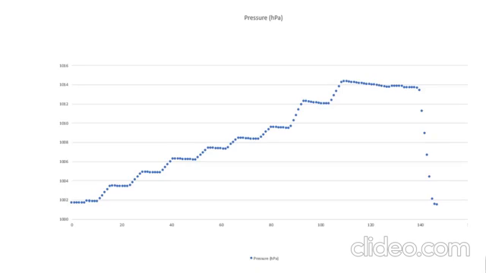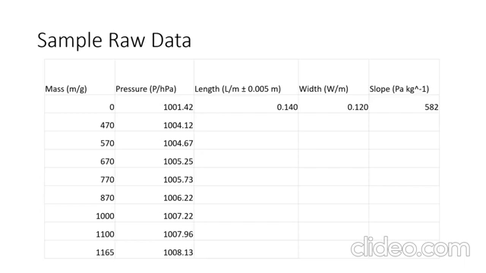This is a sample of one of the graphs created by Fivox. Each of the peaks here corresponds to when new mass is added to the system. And there's a fluctuation of roughly 0.05 hectopascals, which will be considered as the uncertainty for pressure, which will be represented in the error bars of the graph. This experiment was repeated 3 times, but the sample raw data will be taken from one of the trials.